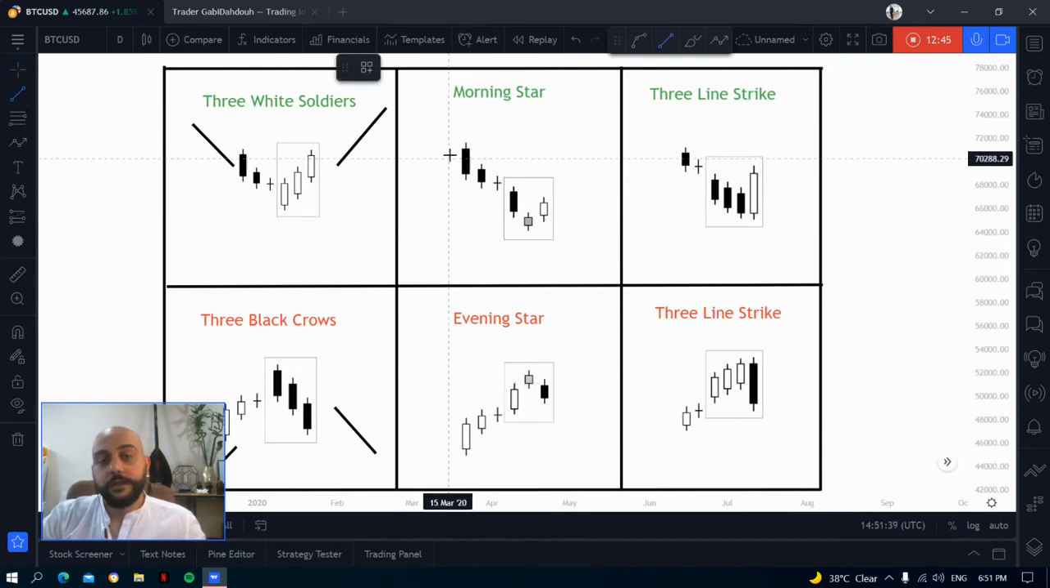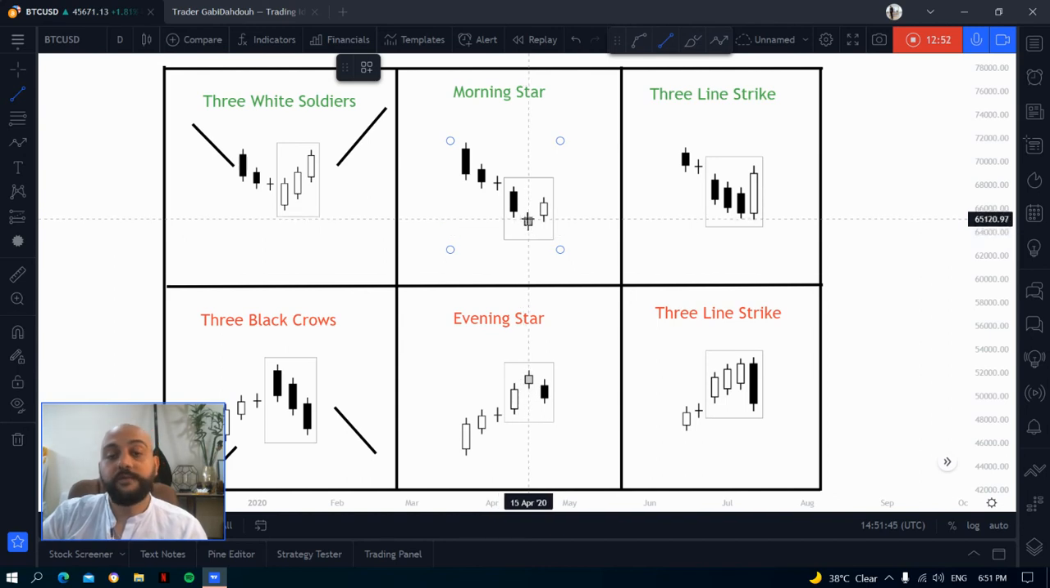A morning star and an evening star are the three day candle patterns. Now notice this. We have a downtrend. We start with a strong bearish candle. Then we have a spinning top. Then we have a bullish candle. And that's what represents a morning star. This is basically the star. It represents the start of a new day, the start of a new trend.